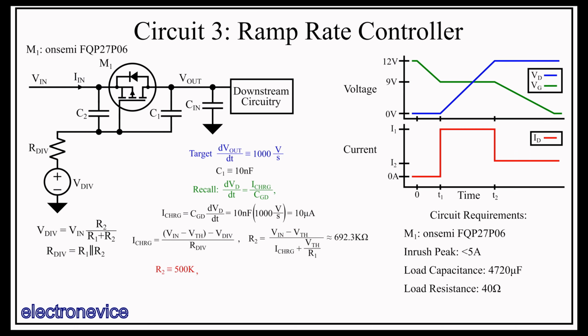This is somewhat near the value we calculated, but a fair bit off. As a result, this will increase the charging current to 15 microamps and thus increase our predicted dVout/dt to about 1500 volts per second. However, I suspect, mainly because I've already verified it in the lab, that this will not break our requirement.